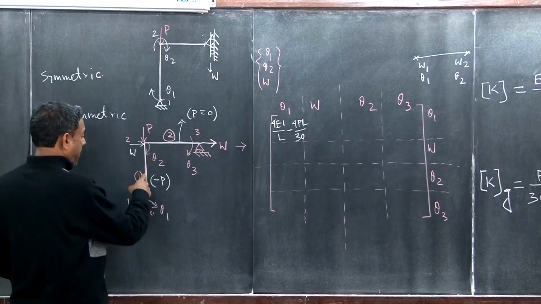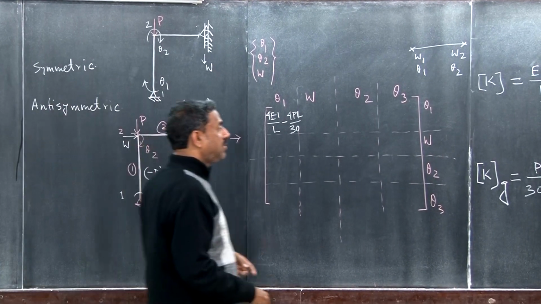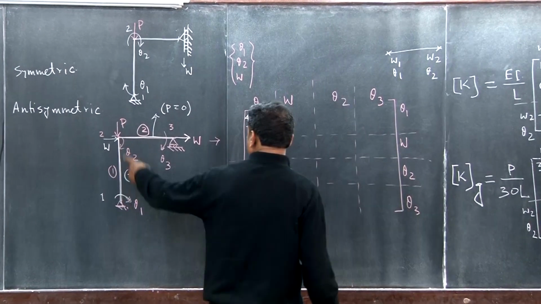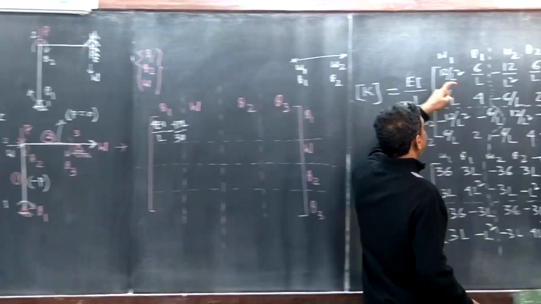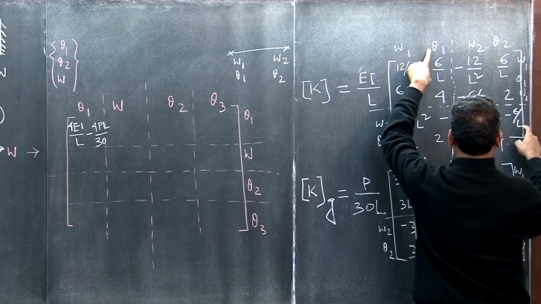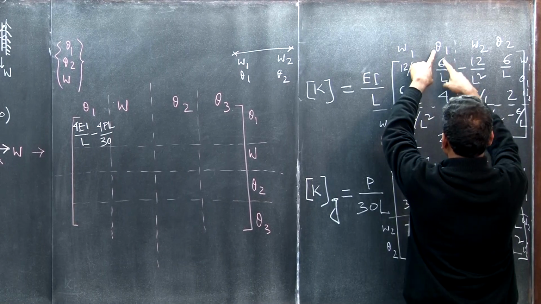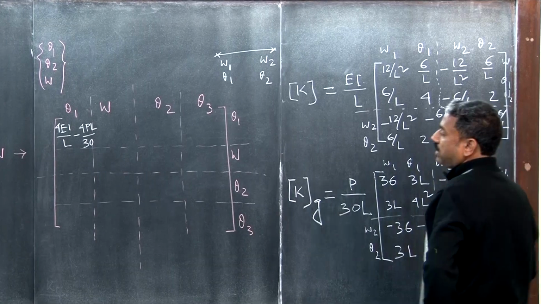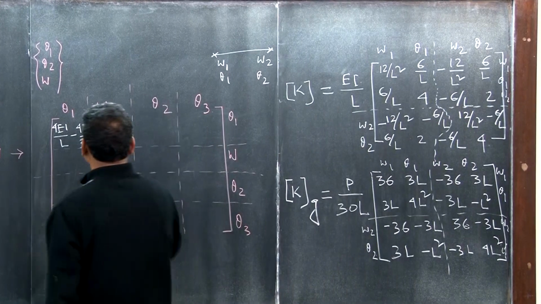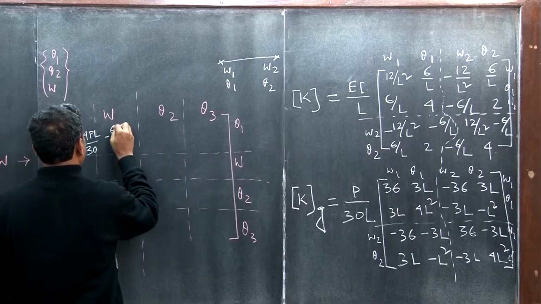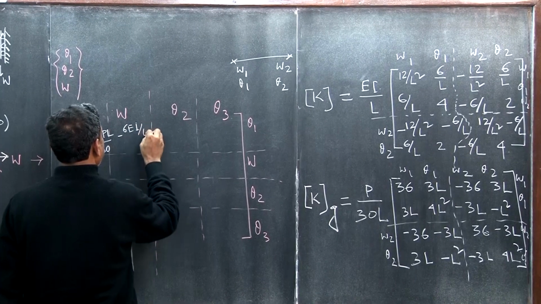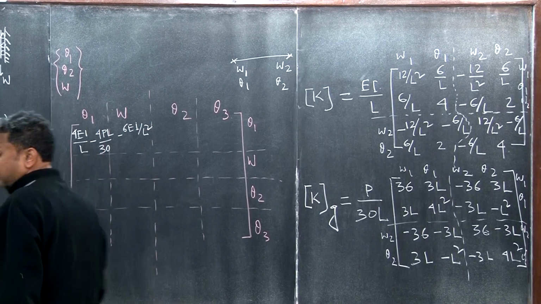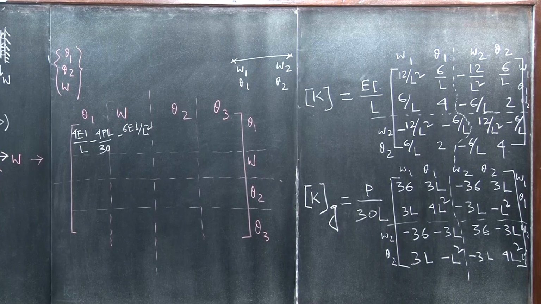So for this stiffness, W and theta 1 will be what? Theta 1 and W2 is minus 6EI by L square, right? Minus 6EI by L square, isn't it? Minus 6EI by L square, right?